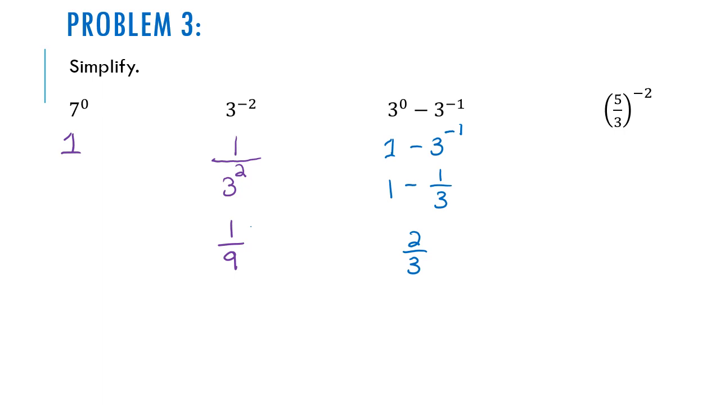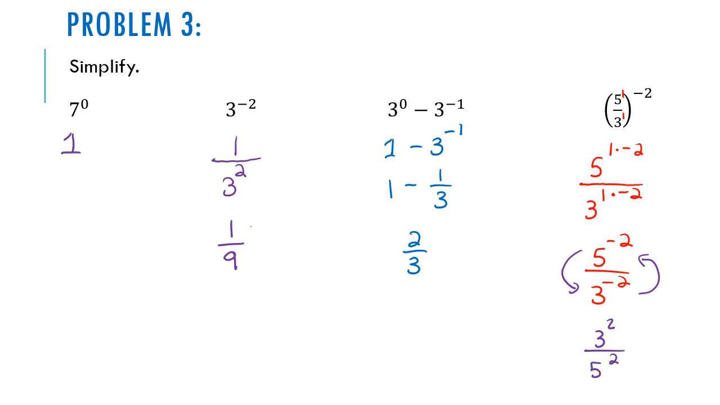You can use a calculator or use your mental math skills. The last one that I want to talk about here can be approached in two different ways. One way is to use the power to a power property from our laws of exponents. Keep in mind that every number has an exponent. If you don't see the exponent, it is the number 1. So technically what I have here is 5 to the 1 times negative 2 over 3 to the first times negative 2, which gets us 5 to the negative 2 over 3 to the negative 2. But we want to have positive exponents here, so we would shift the positions of our terms. We would end up with 3 squared on top and 5 squared on the bottom, which would give us an answer of 9 over 25.